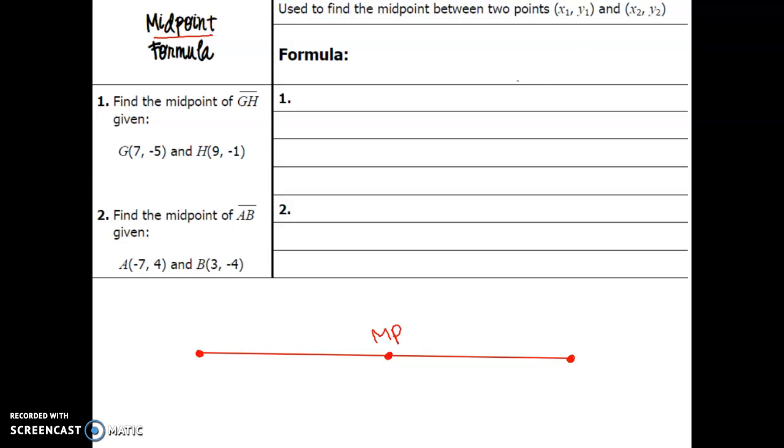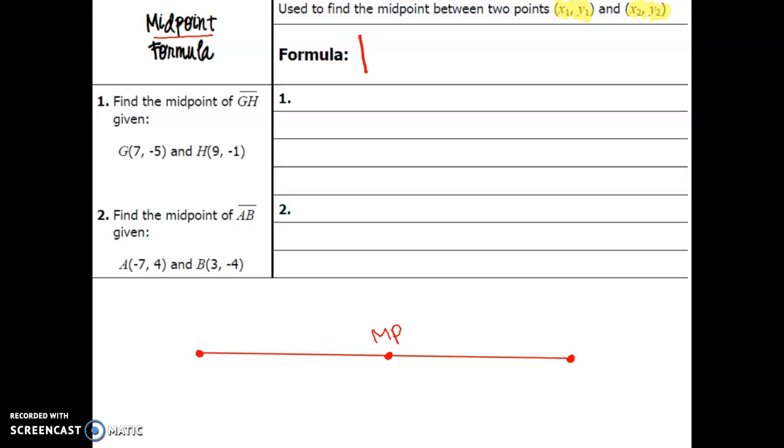And of course, it's used to find the midpoint between two points, as you see up here, of x1, y1, and x2, y2. That doesn't change from the distance formula. So the first step that we're going to do is label x1, y1, x2, y2, just how we did in our distance formula. But let's look at the formula first.